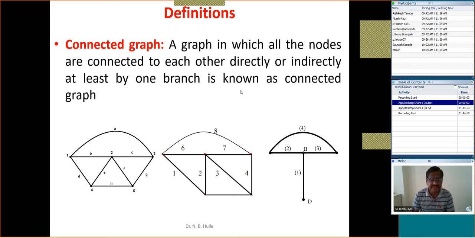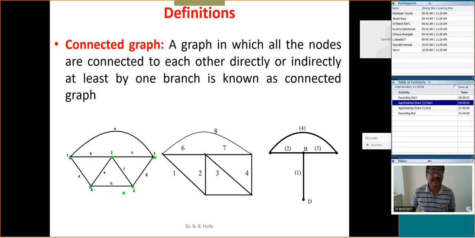Then here in this case, this is the connected graph. How is the definition of a connected graph? Try to understand. A graph in which all the nodes are connected to each other directly or indirectly, by at least one branch, is known as a connected graph. So in this particular case, this is node 1, this is node 2, this may be node 3, node 4, node 5, node 6.